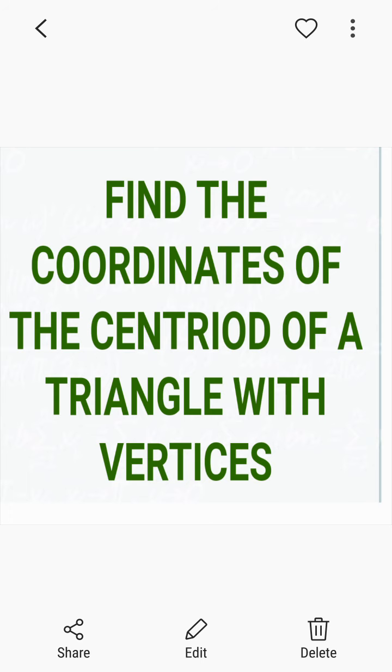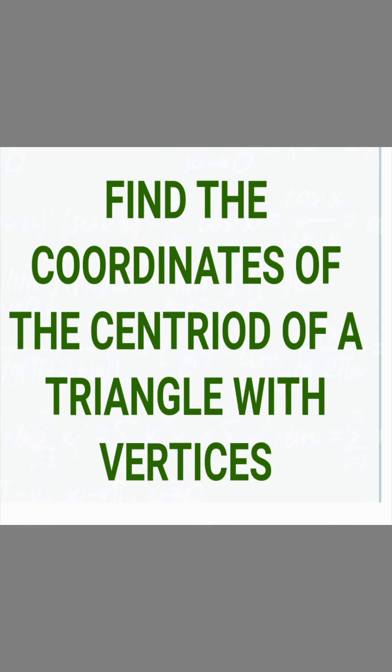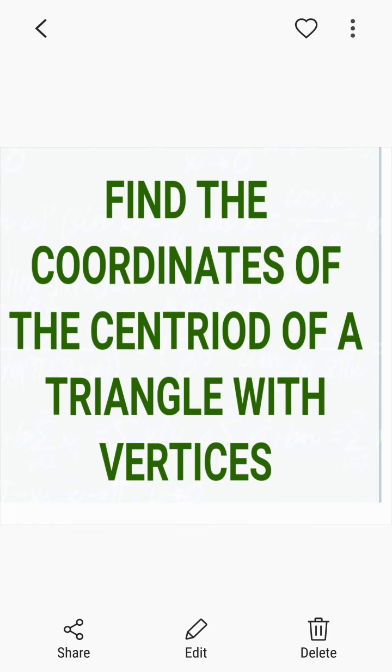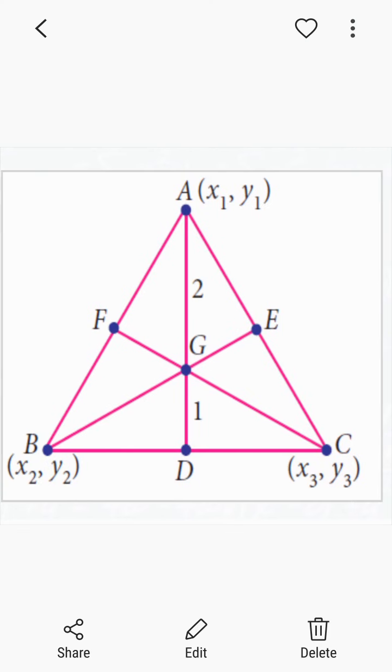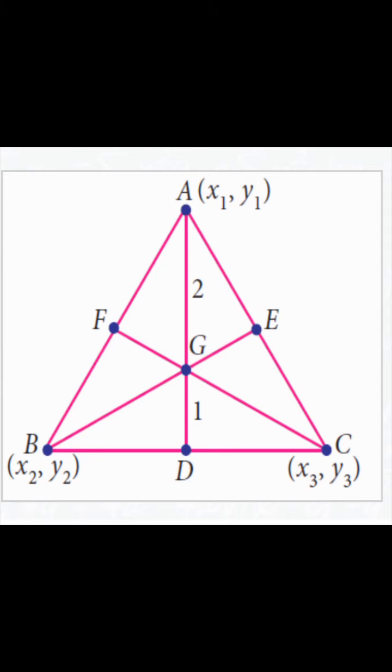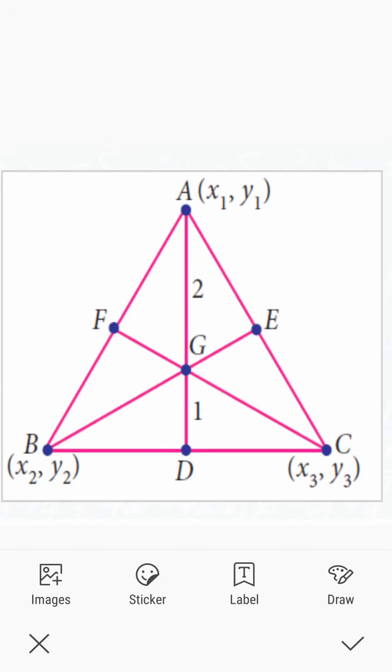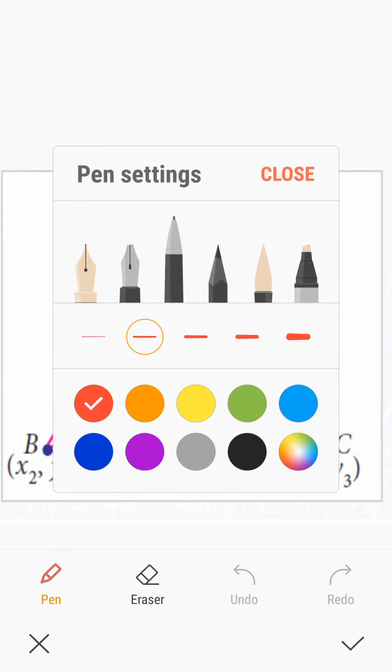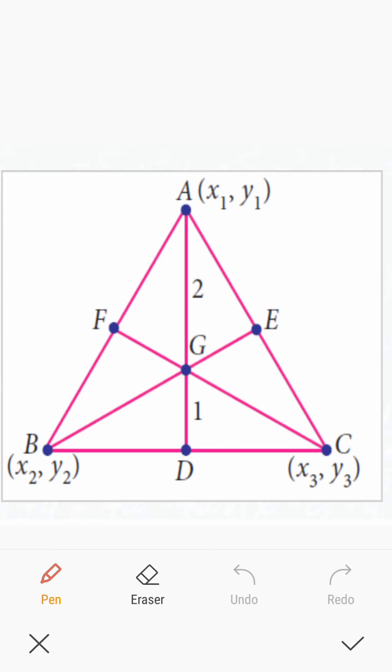Next is find the coordinates of the centroid of a triangle with the given vertices. What is the centroid of a triangle? Centroid is the line segment joining the medians of a triangle. What is the median of a triangle? Median is the line segment drawn from one vertex to the midpoint of the opposite side.